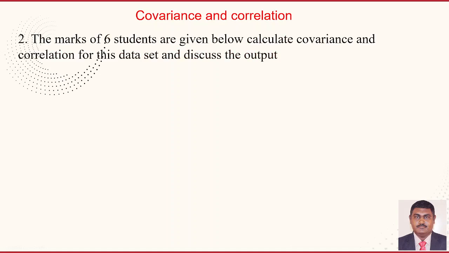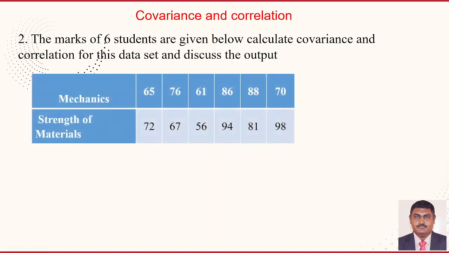Now let us see the second problem. The marks of 6 students are given below. Calculate covariance and correlation for this data set and discuss the output. Two courses are mentioned here: marks in mechanics and marks in strength of materials are given. The data of 6 students in total is given. Now we can find the covariance and correlation of this given data set.